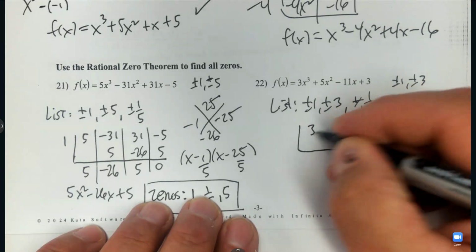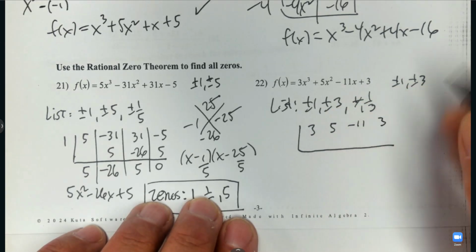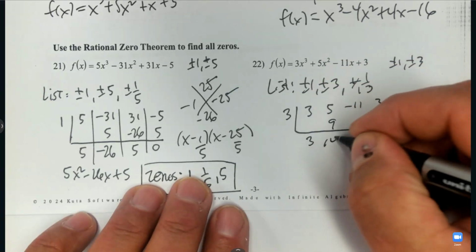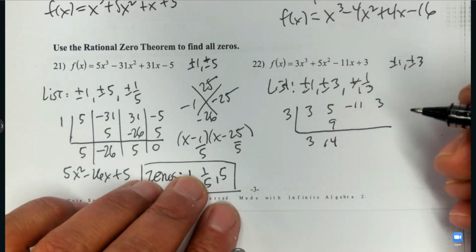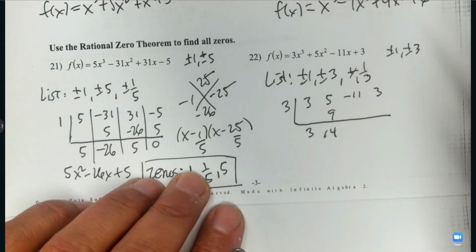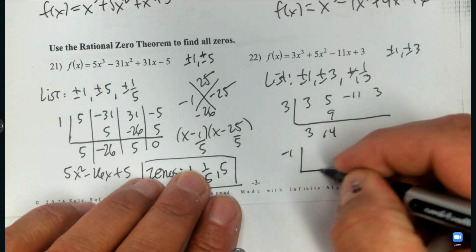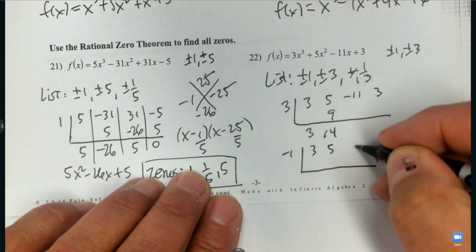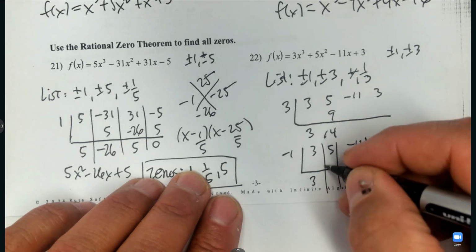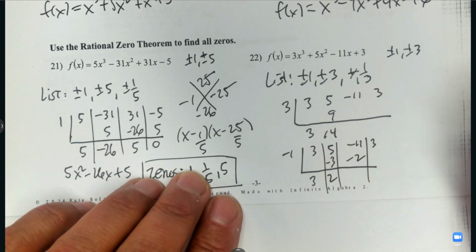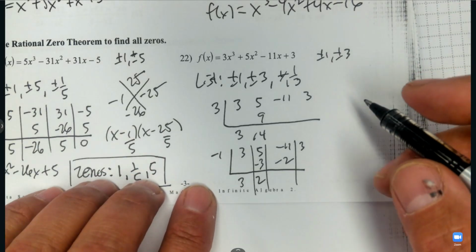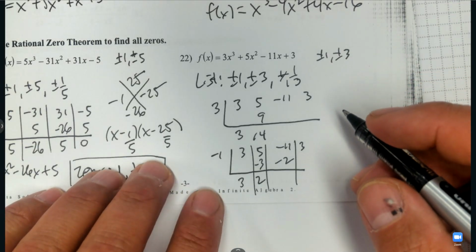Positive 1 does not work because it does not add up to 0. So we need to try another number on the list. So maybe 3 works. So we're going to try 3. 30, 42. It's not going to work. So 3 didn't work. It's fine. Let's try negative 1. That's 3. That's negative 2. That didn't work. Oh, did I miss a power? 3, 5, negative 11, 3. 3 didn't work.